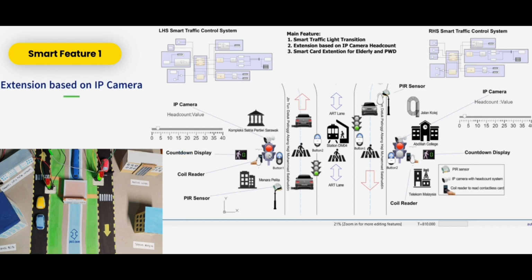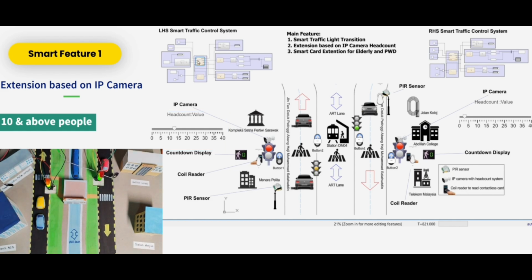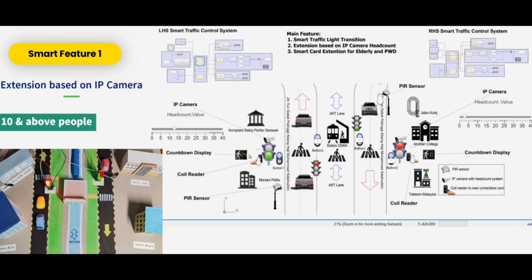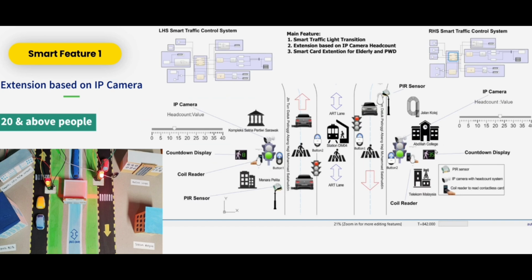One of the smart features is green extension based on IP camera head count. It helps to reduce crowded situations on the pedestrian crossing. When the number of pedestrians obtained by the IP camera using the YOLO algorithm is 10 and above, the green interval is extended to 25 seconds, and the countdown proceeds from this value. Whereas for 20 people and above, the green interval becomes 35 seconds. Therefore, the countdown display will start counting from 35.